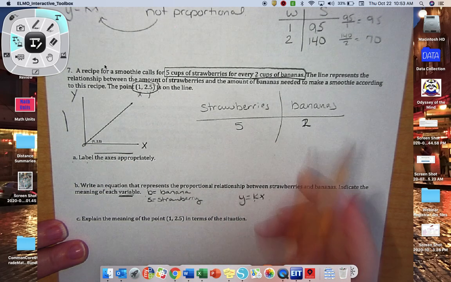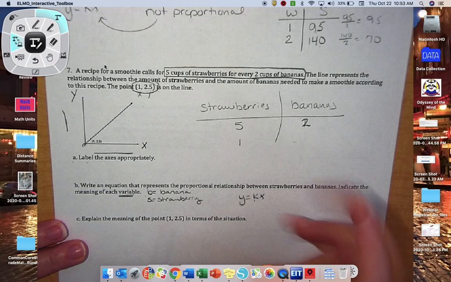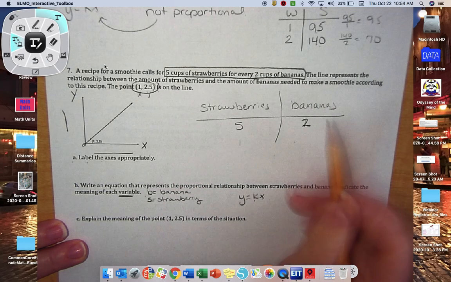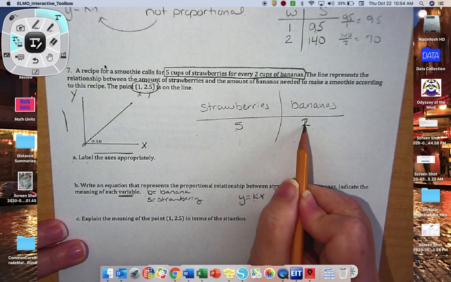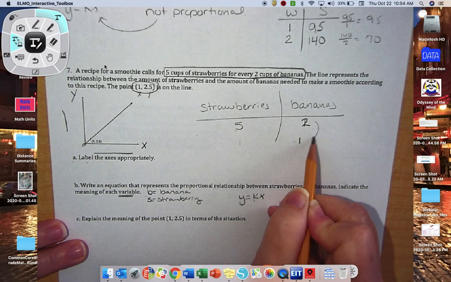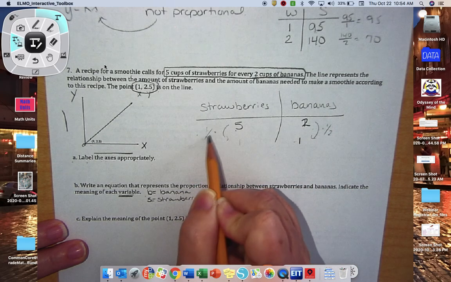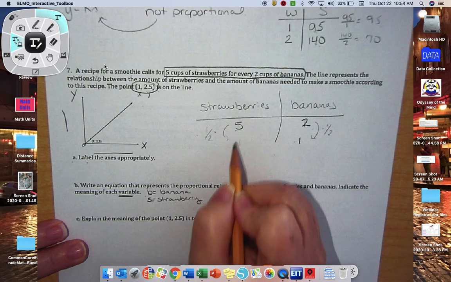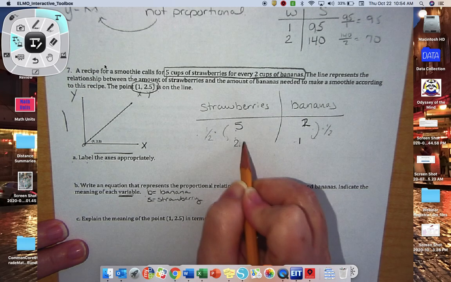Well, if I can't turn this into a 1, I mean, technically I can. If I do, I'm not going to end up getting the 2.5 here. So essentially what they're doing is taking half of each of these numbers. So if I make my banana number the number 1, you're multiplying it by 1/2. You're going to do the same thing to your strawberry number. You're going to multiply that by 1/2. And you do end up getting 5 over 2, which is the same thing as 2.5.